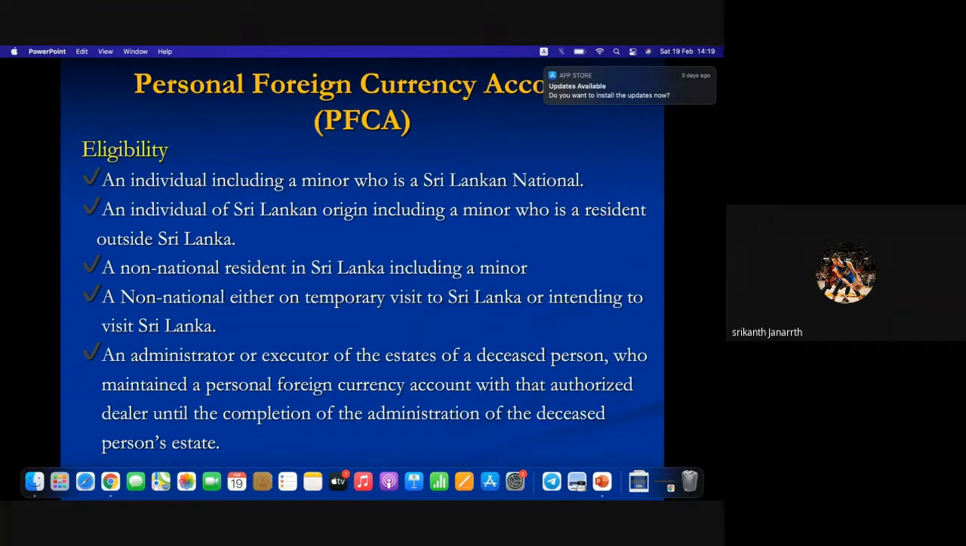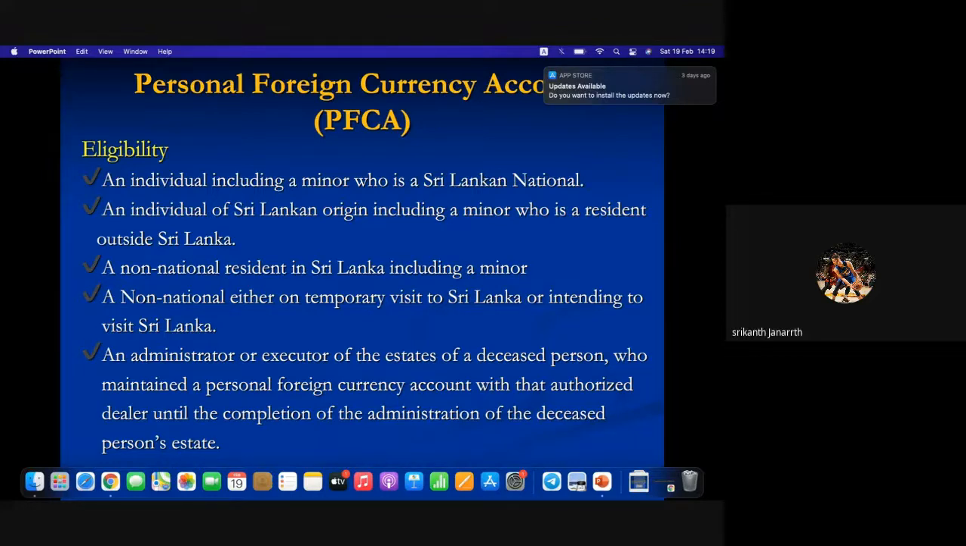Okay, so let us move on to the first category, personal foreign currency account. Now we are going to look at who is permitted to open a personal foreign currency account. Earlier, under the Exchange Control Act, there were different types of accounts: resident, non-resident, non-national. Now all those people should be here. Otherwise, how can they continue their accounts? Then the central bank has to permit them.